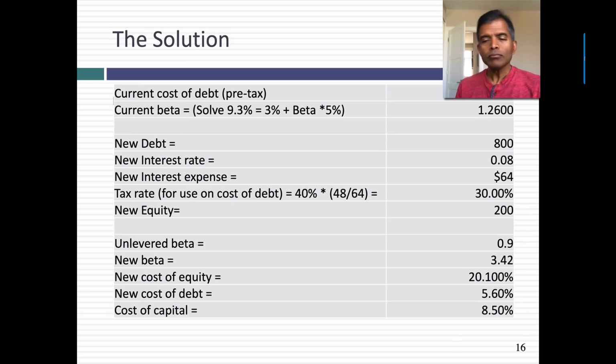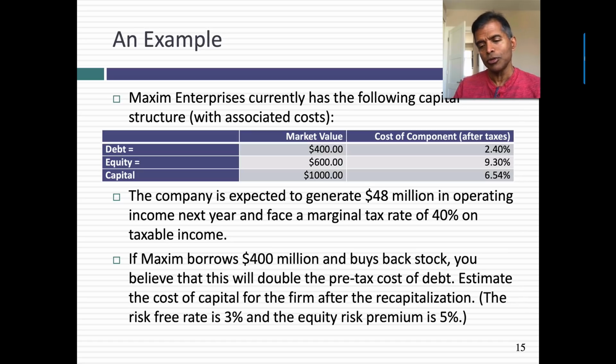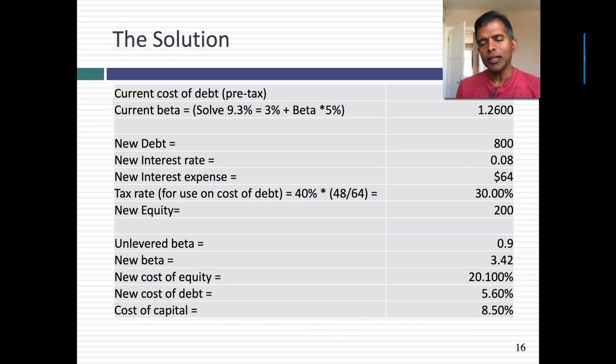Let's work out the numbers. First, the current cost of debt. If you go back and look, post-tax it's 2.4%. But because the tax rate is 40%, pre-tax it's 4%. The current beta, because you're given the cost of equity of 9.3% and you have a 3% risk-free rate and a 5% equity risk premium, is 1.26. So here's what I do to compute the new cost of capital. First, I compute the new debt, 800. The new interest rate on that debt is 8% because the problem says that the interest rate will double.